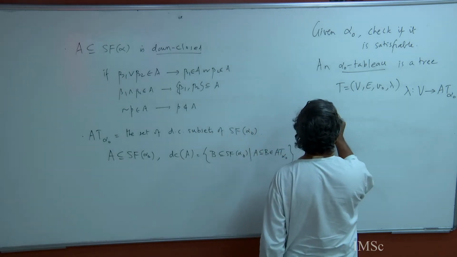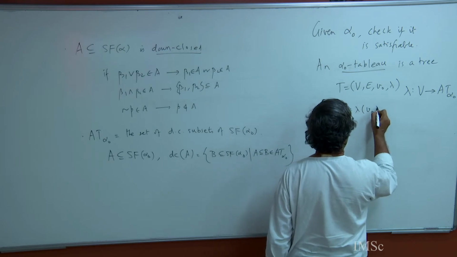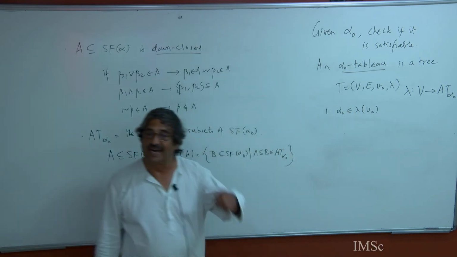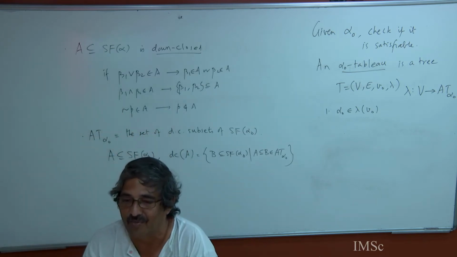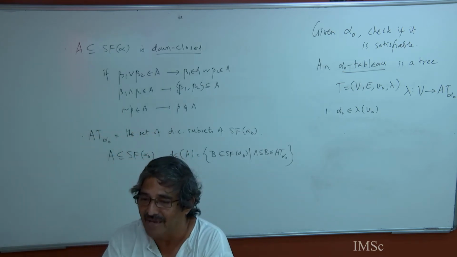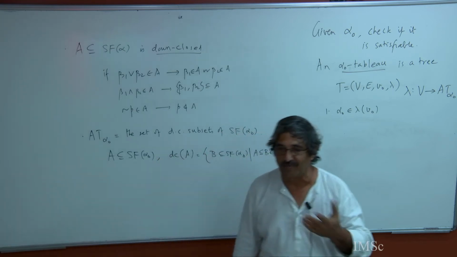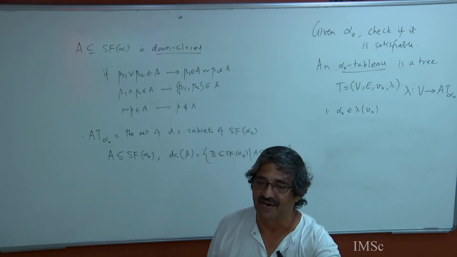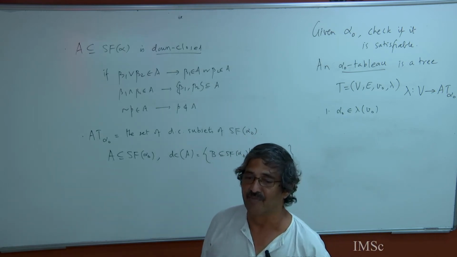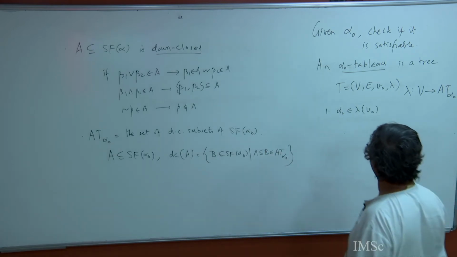What is that? One, alpha naught belongs to lambda of V0. At the root I want alpha naught to be satisfied, because alpha naught is a given formula and I am trying to make it true at the root. Remember, we said a modal logic formula is satisfiable if it's satisfiable in a tree model where that formula is satisfied at the root. So that's what I'm going to try and do. What else do we want?